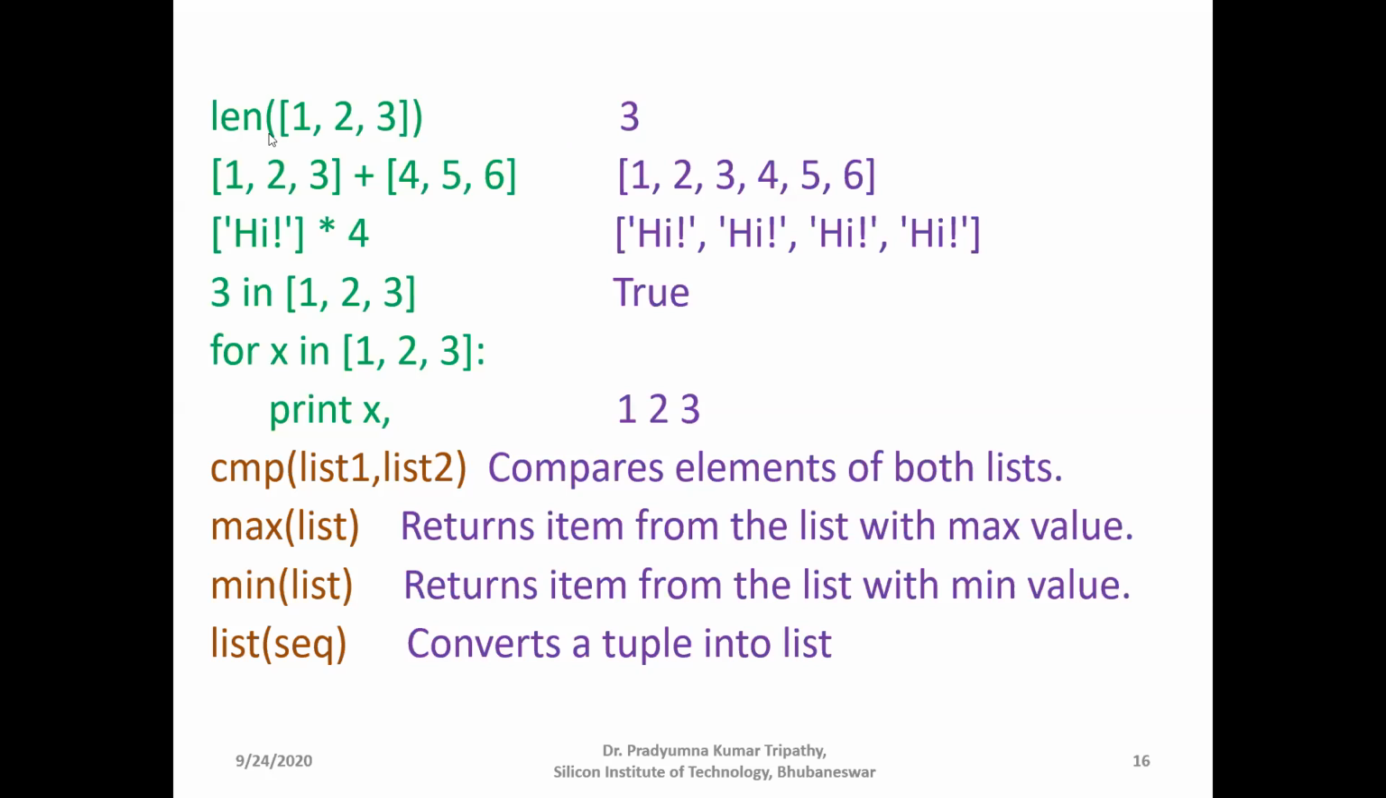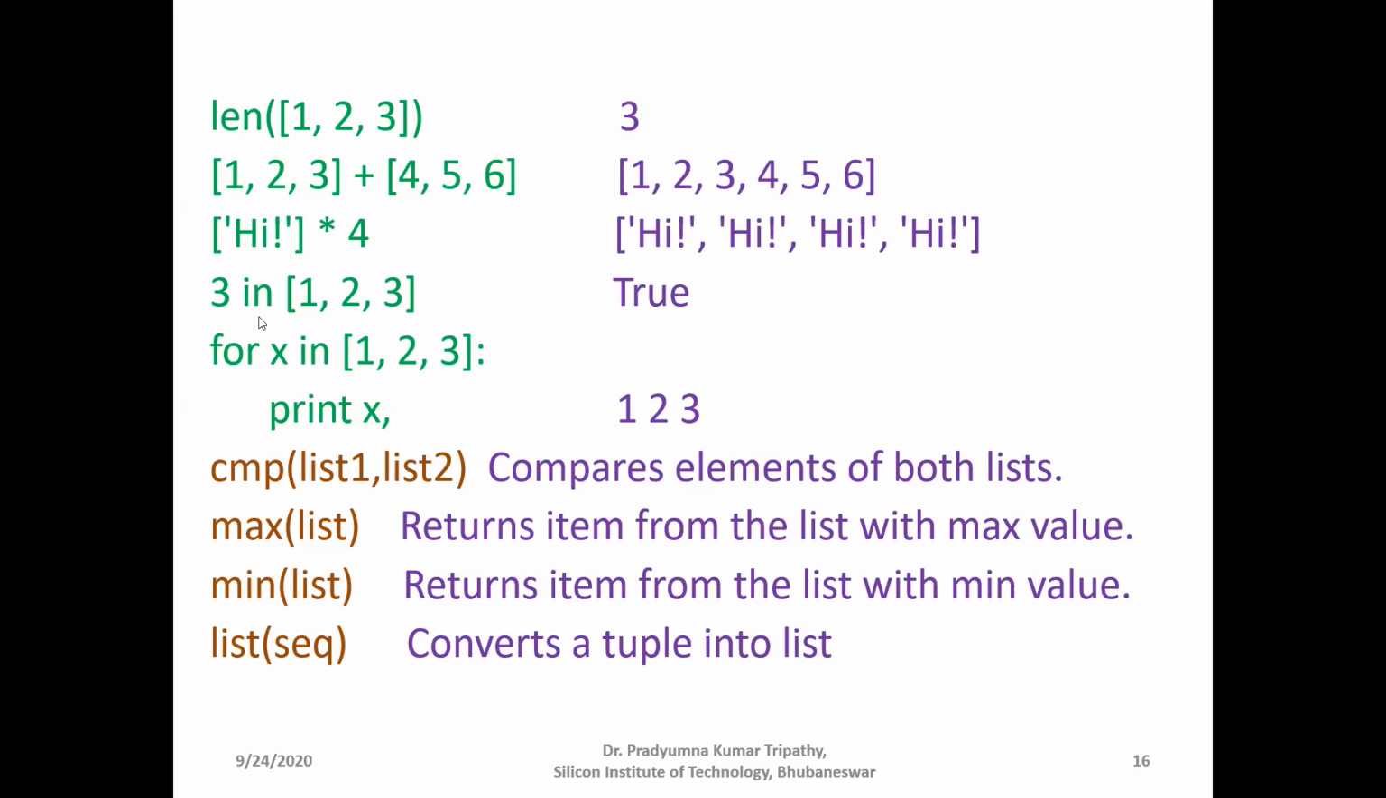See, if I print length of [1, 2, 3], it will print the length of the list. If I use a plus operator with two lists, the second list will be added at the end of the first list. If I use a multiply operator with a number, then that list will be repeated the given number of times. But if I check 3 in [1, 2, 3], it will check whether this 3 is present in this list or not.